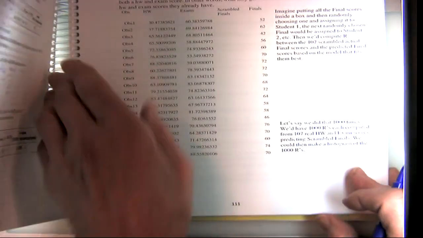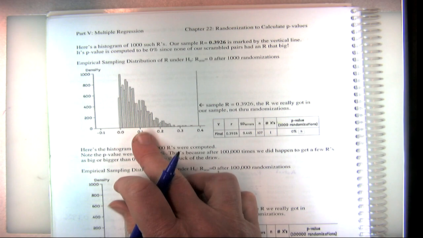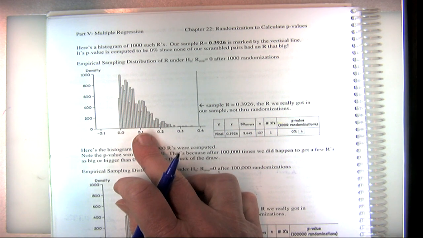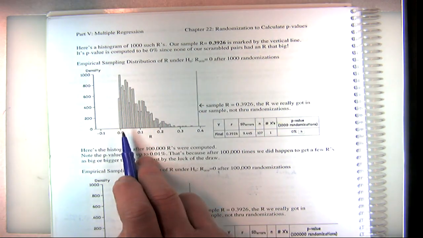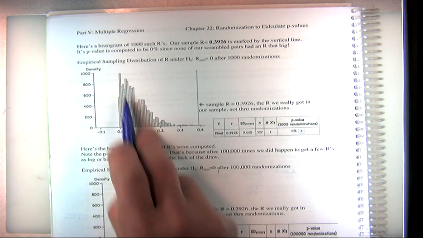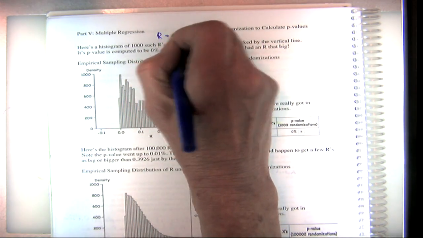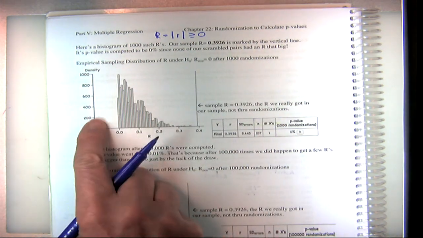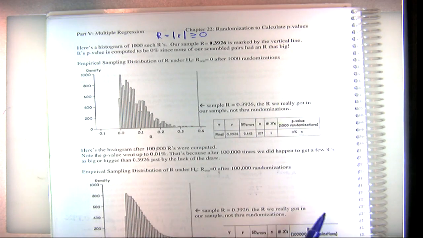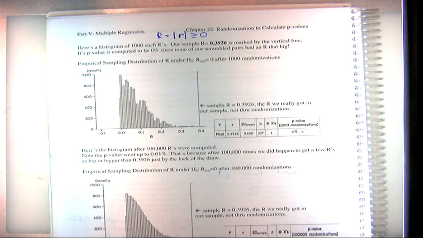So let's see what happens. We can do it with the computer. Yeah, why don't we do it? So here's the histogram. We're going to get a different thing each time, but this is what I got when I did it. Here's a histogram of the 1,000 such R's. See why they're always positive? Because R is the absolute value, so it's always greater than or equal to 0. Okay, so if it was negative, we just took the absolute value. That's why it looks like this. And our sample is right here.